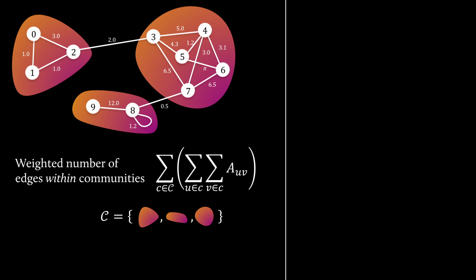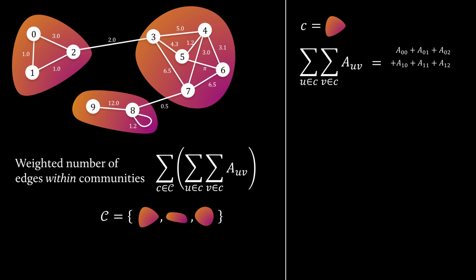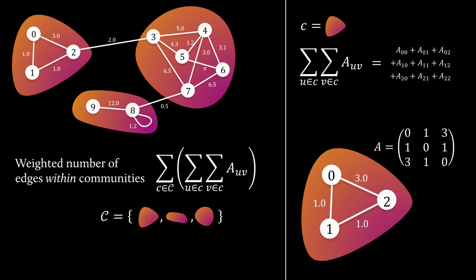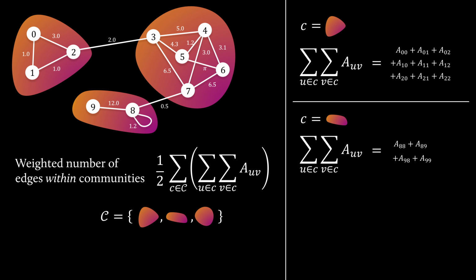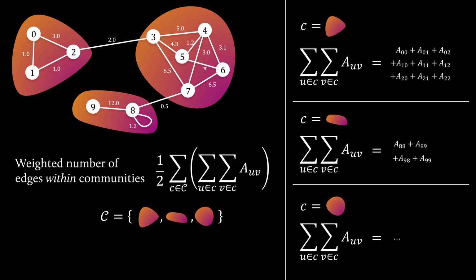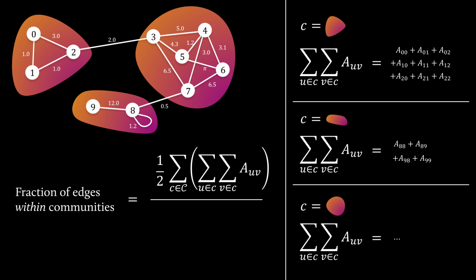Let's take a closer look at what this really means and split out the parts of this sum. For the upper left community, the term inside the parentheses evaluates to this expression. Looks familiar? Well, that's just the sum over every entry of the adjacency matrix of the subgraph. But wait, this means we actually summed up the edges twice, so we have to add an additional factor of 1/2 over here. For the very small community of just 2 nodes, we get this expression, and so on for the last community. Splendid! This is the formula for the weighted number of edges within communities. From here we don't have to go far to get to the fraction of all edges within communities.